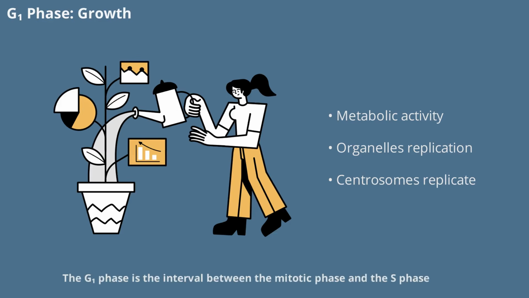The G1 phase is the interval between the mitotic phase and the S phase. During G1, the cell is metabolically active, replicating most organelles and cytosolic components. Centrosomes begin to replicate, setting the stage for future division. This phase is crucial for cell growth and preparation, ensuring the cell is ready for DNA synthesis.